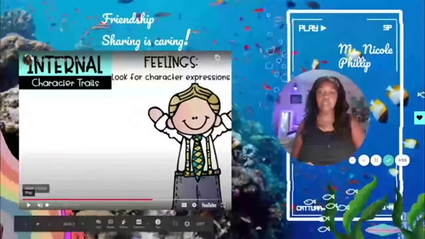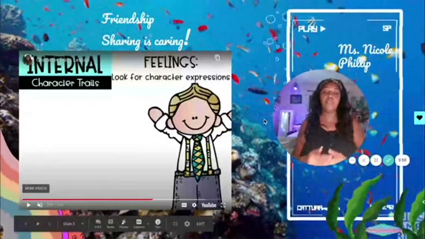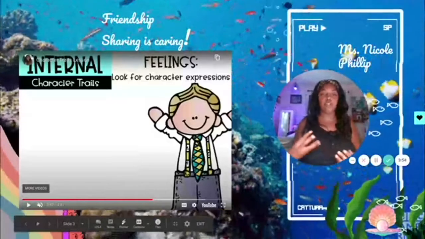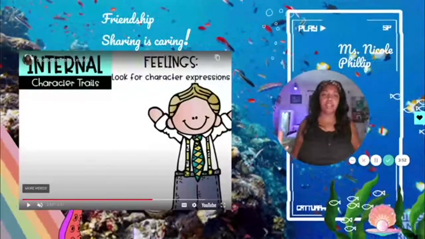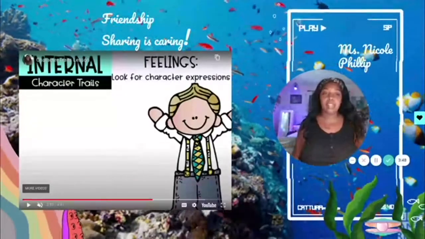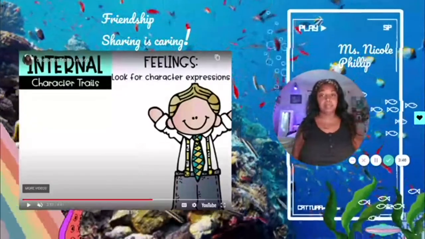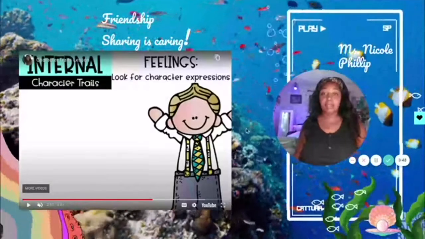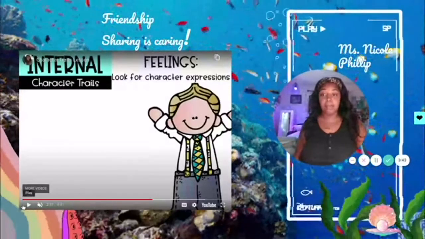Another internal trait would be looking at the character's feelings. Rainbow Fish started off the story feeling super proud. He was so proud of his scales. But then he was sad when nobody wanted to play with him, which then led him to do something about being sad.